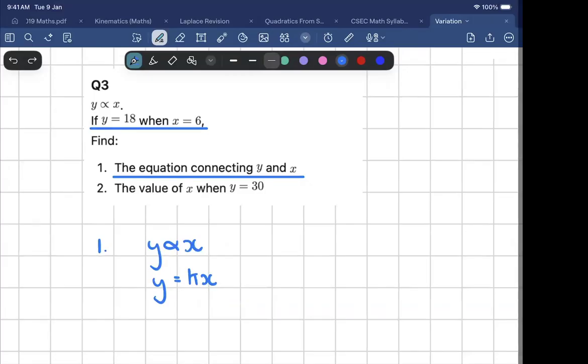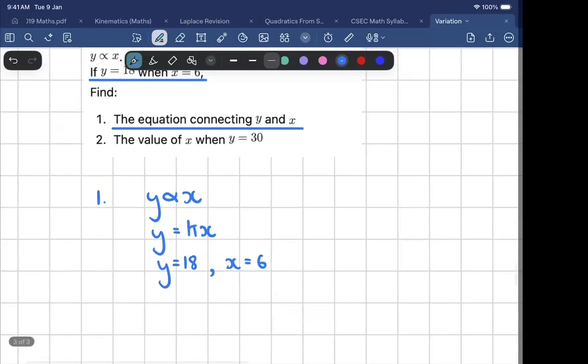Right. So what was the condition they gave me? 18 and 6. They tell us Y is equal to 18 when X is equal to what? 6. So I need to find K now. To find K, what do I need to do with this information?